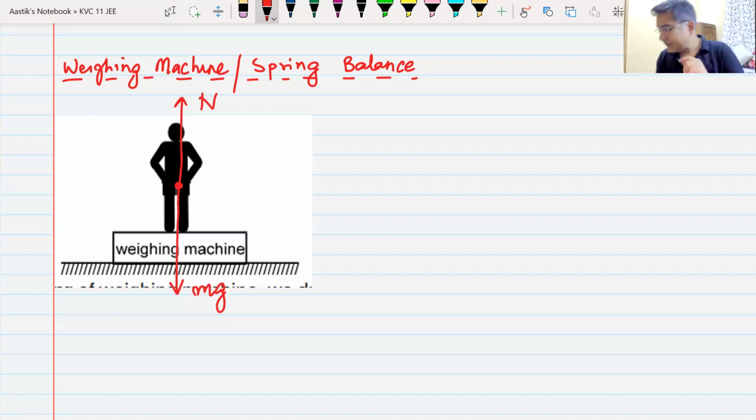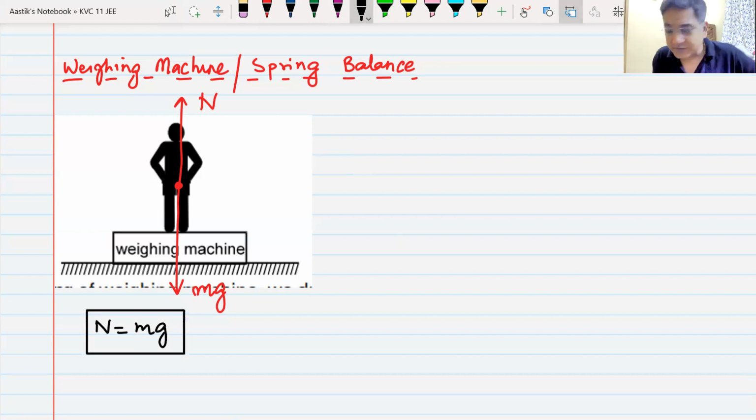Now, if I look at the equilibrium of this person, I can see that this normal reaction will be equal, let me write it here, that this normal reaction would be equal to the weight of this gentleman. Do we understand this? Now, the question was, what does a weighing machine measure? It does not measure the weight of the body or the weight of the person standing on it. It only measures the value of this N. This is N, the normal reaction that the machine measures.